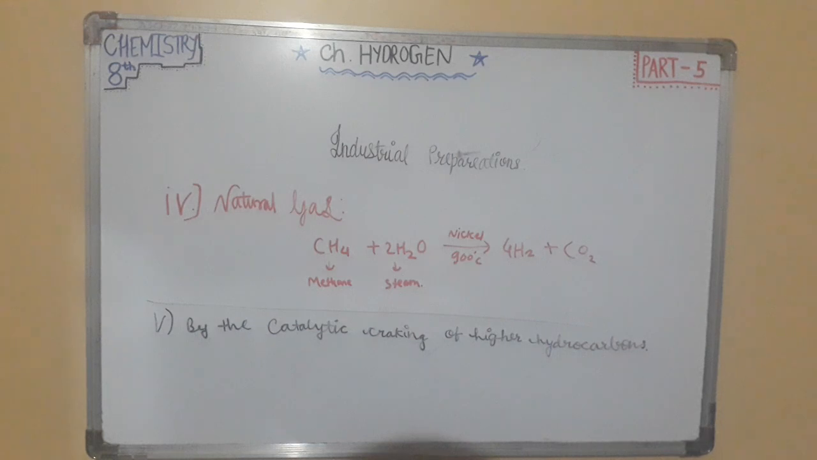The formula is C6H14 gives C6H6 plus 4H2. This is hexane, this is benzene.